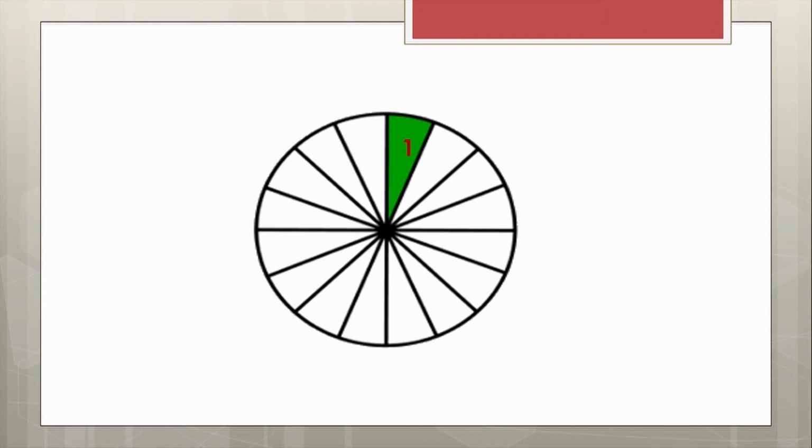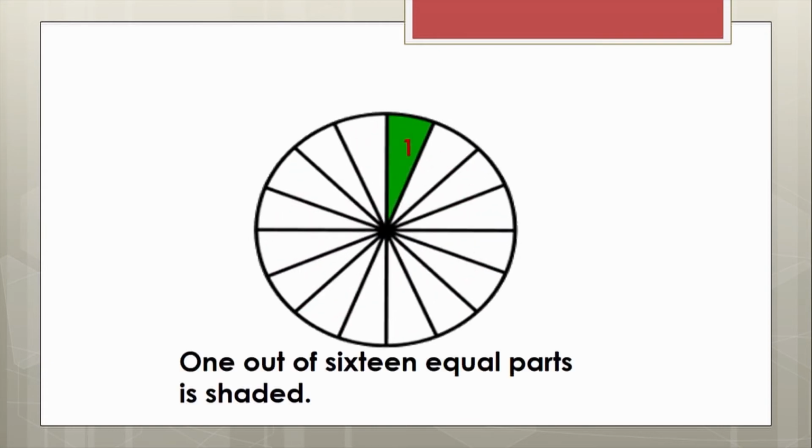Okay, this is the apple pie. This is the representation of the apple pie. Let's count to make sure we have 16 slices there. 1 2 3 4 5 6 7 8 9 10 11 12 13 14 15 and 16. And how many slices did Rene eat? Rene ate 1 slice. So she ate 1 out of 16 equal parts. And that is called 1/16. Okay?